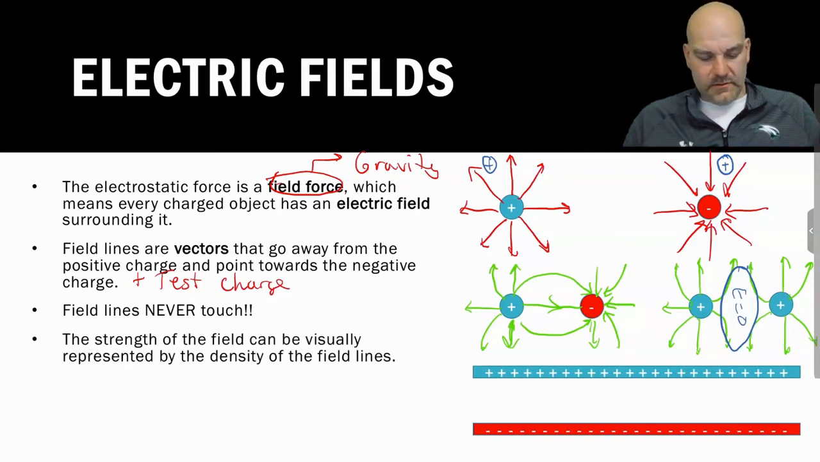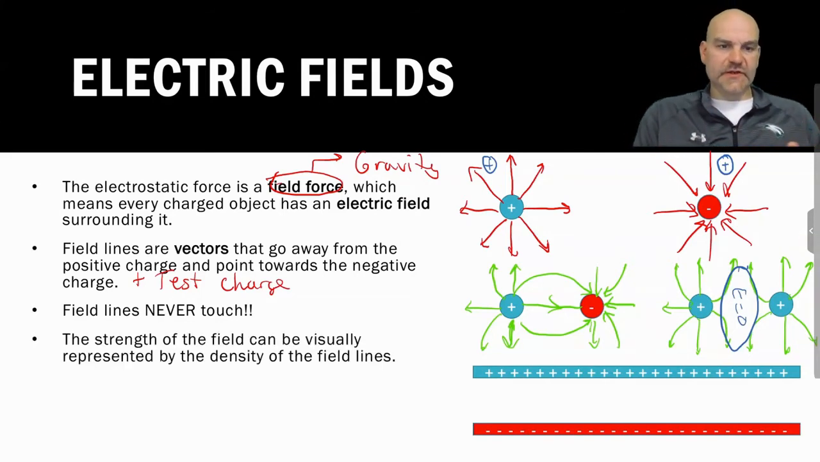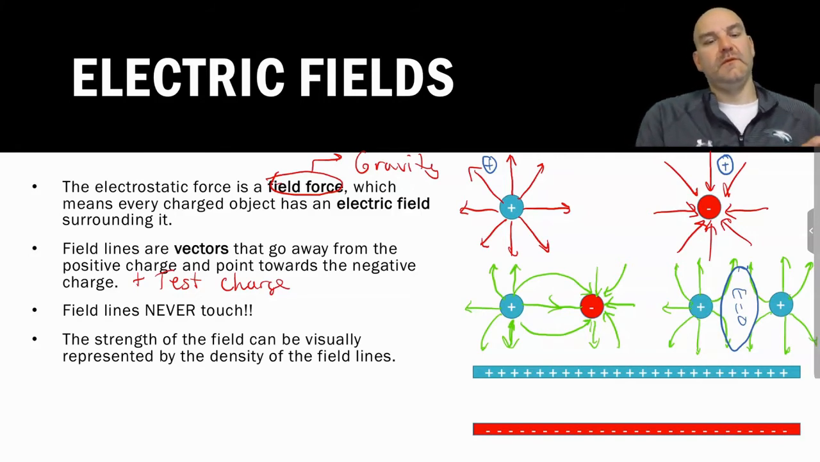Now we can determine the field strength two ways. One, we can determine it visually by looking at the lines. The closer together the lines are, or the more dense the lines are, the greater the electric field is at that point.